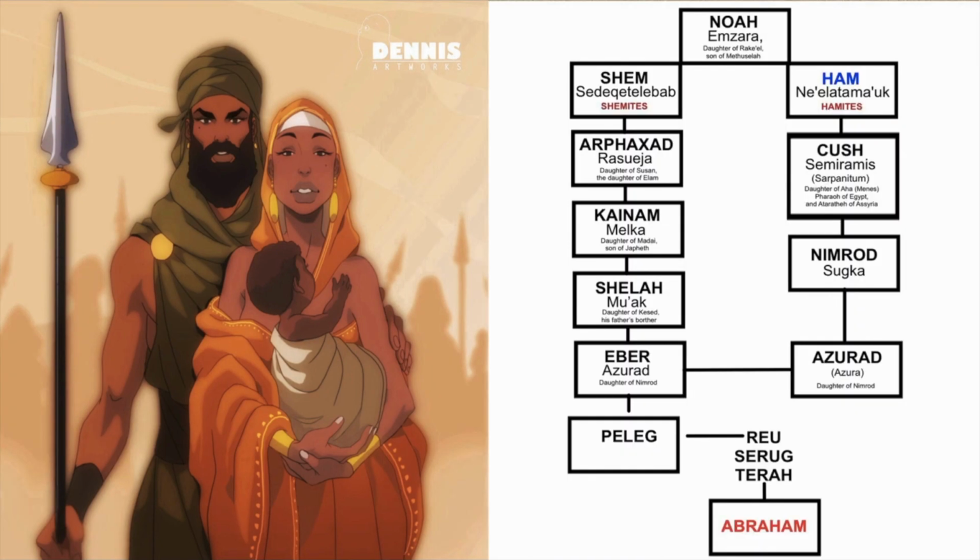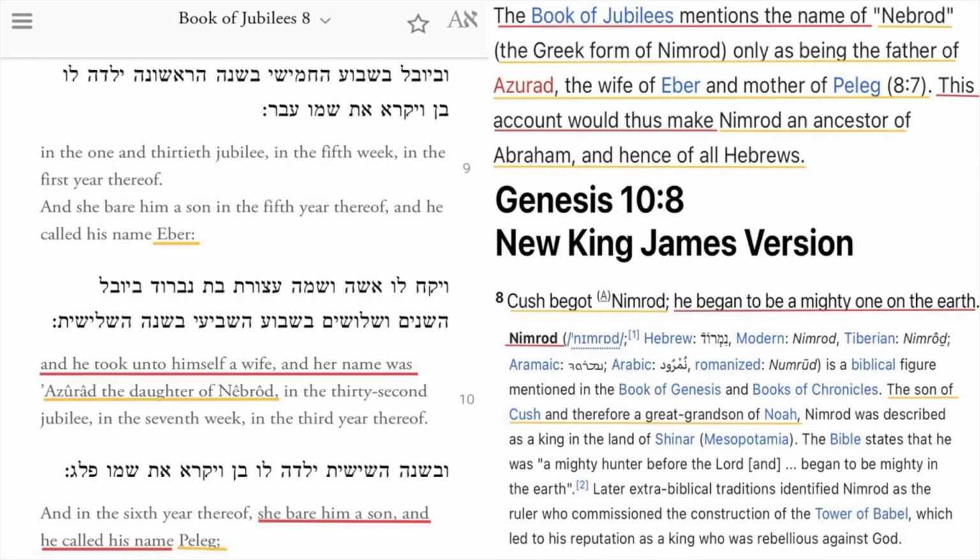And if you look at the genealogy, basically you have Eber descending from Shem, a Semite, and then Azurad descending from Ham, specifically from Cush, a Hamite. You have this union of a Shemitic and a Hamitic getting together, creating Peleg and the various Semitic peoples that would descend from Peleg and Eber.